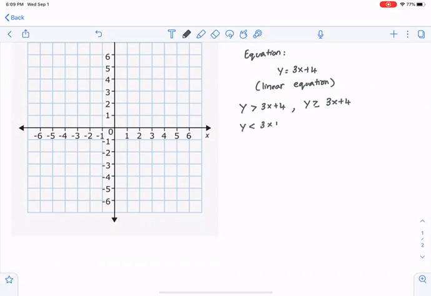less than, or less than or equal to, then we have linear inequalities. So equal sign, equation. If we don't have an equal sign, if we have greater than or equal to, less than or equal to, then we have inequalities. Specifically here, we have linear inequality.